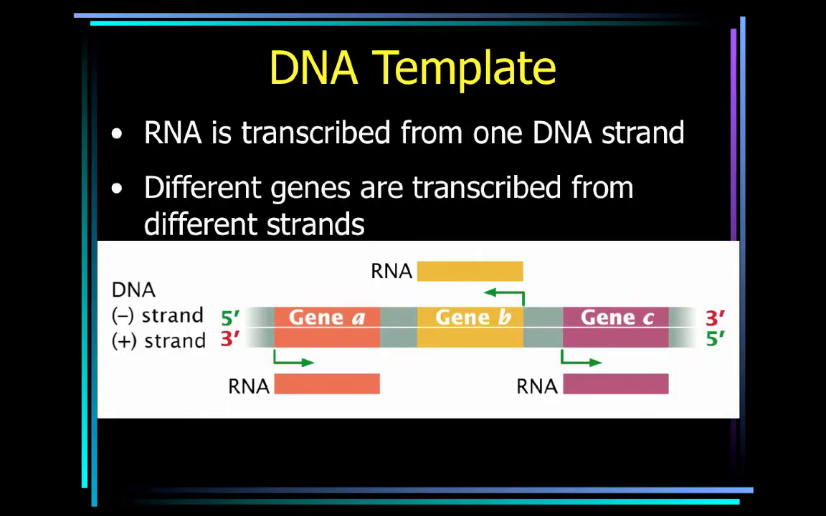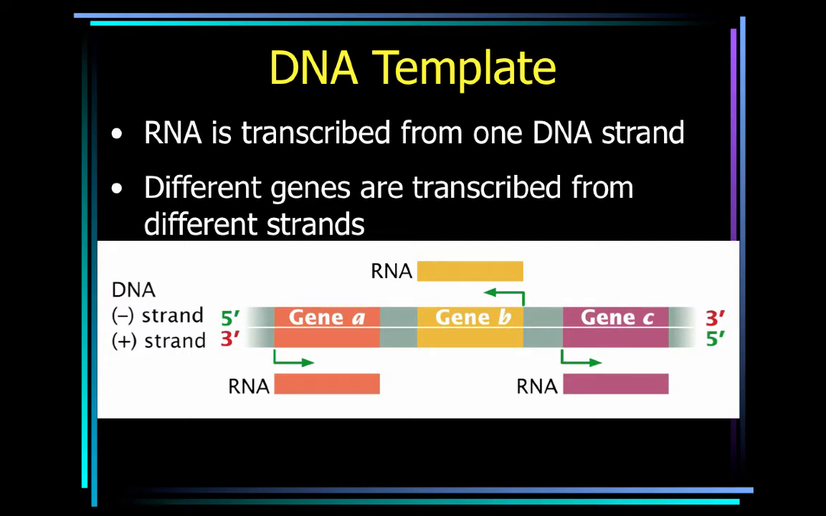So the DNA template can actually be housing several genes within a short amount of space. RNA is going to be transcribed from one DNA strand. Different genes are going to be transcribed from different strands and even different locations on the chromosome.